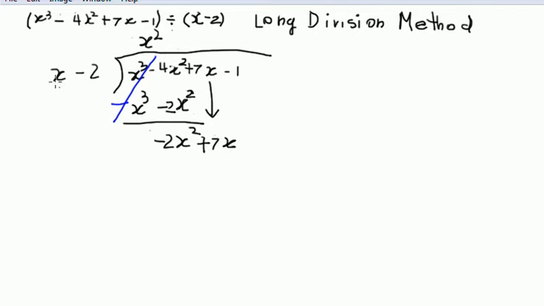So x goes into -2x squared how many times? It goes in -2x times. So sure enough, -2x times x becomes -2x squared. And then -2x times -2 becomes positive 4x, so just plus 4x.